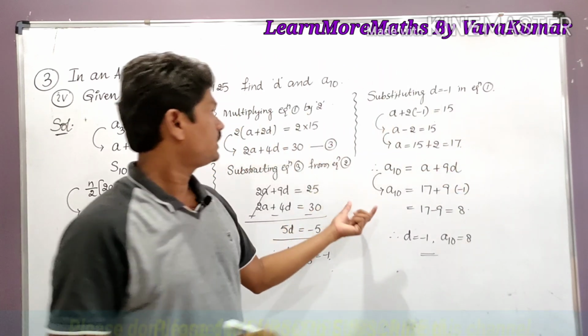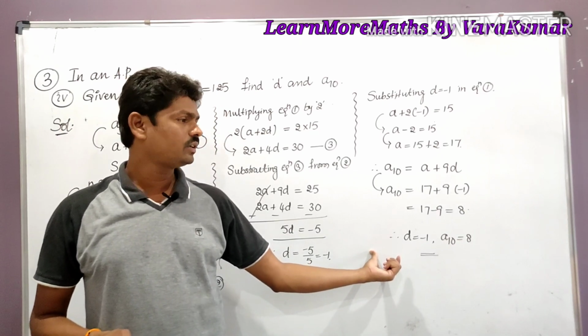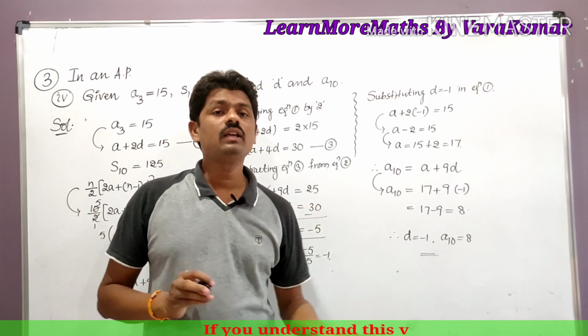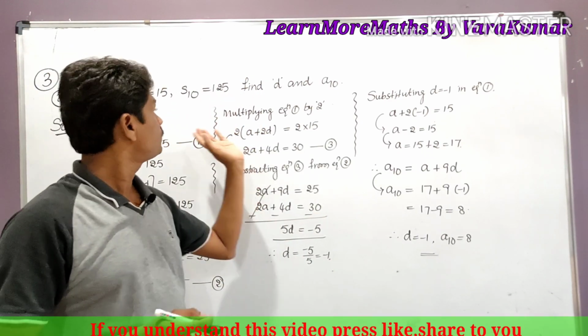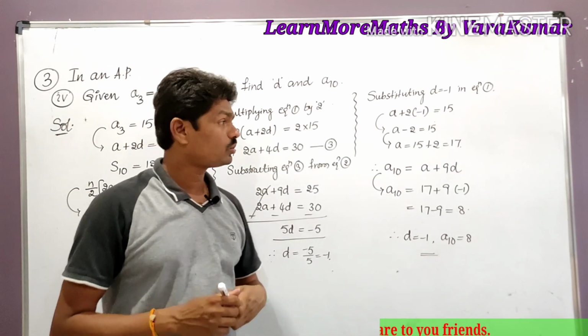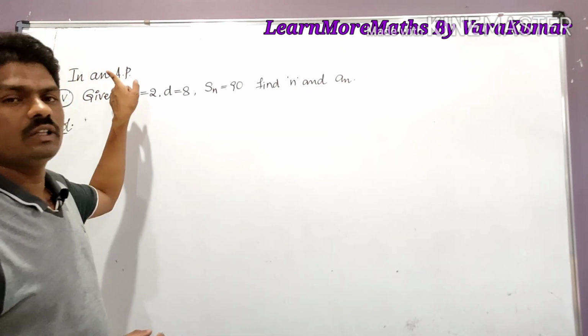So like this we can find d and a10 values. Student, by taking the given values, you have to find the remaining values. So this is the fourth bit in the third problem, student. Next one we have to solve the fifth bit. Hello student, next is the fifth bit in the third problem.